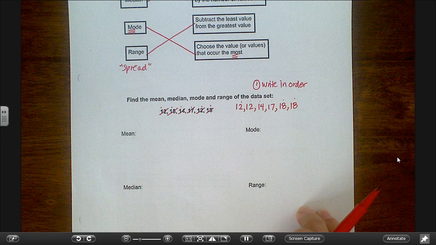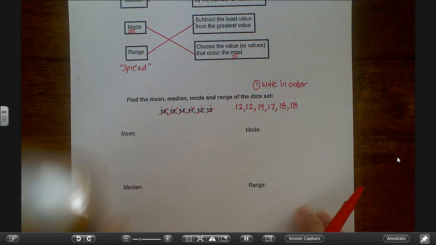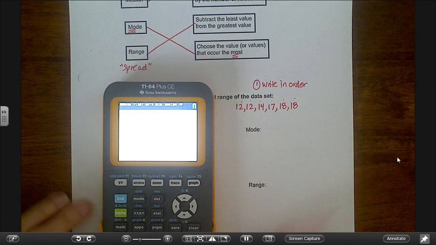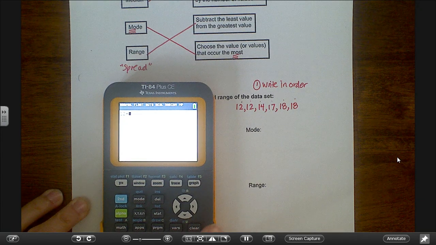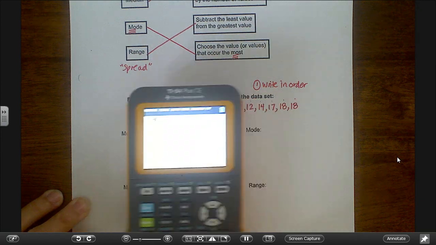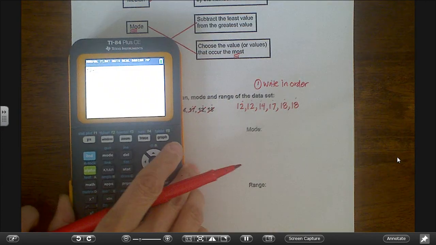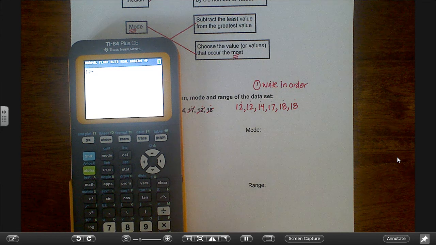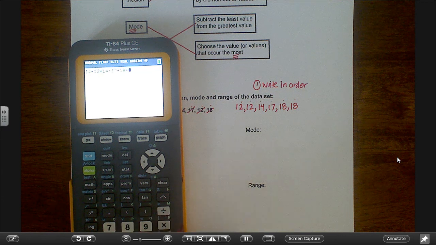Okay, so the mean is what I'm going to do first. So I'm going to add all of these up. So 12 plus, sorry, I don't know why you can't really see that, because there should not really be a glare on this right now, but I'm sure you know how to add things. So 12 plus 12 plus 14 plus 17 plus 18 plus 18.